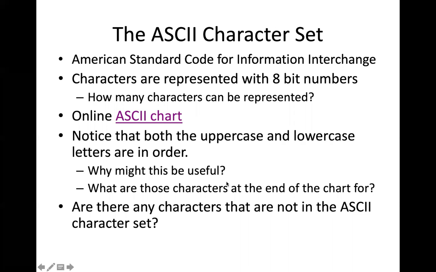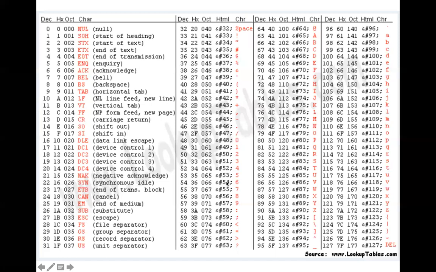So let's look at this. Here's an ASCII table. For example, if we want to look at how a capital A is represented in ASCII, it's represented by the number 65, of course stored in binary, which in hex is 41.